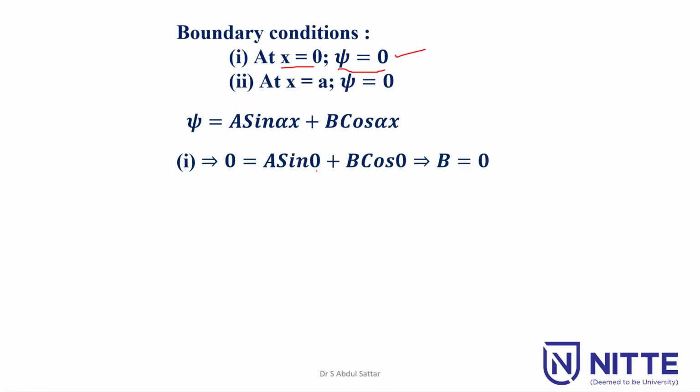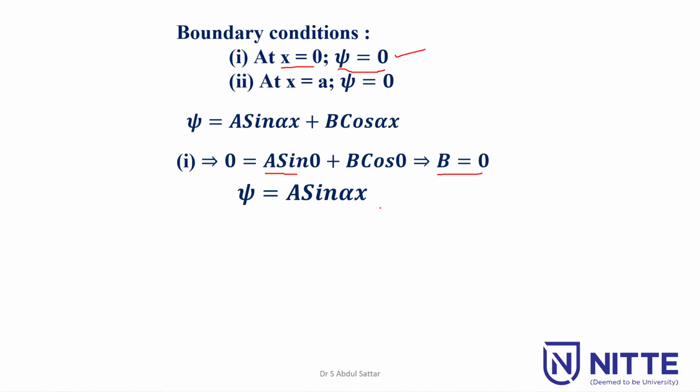We know sin 0 equal to 0, so this term becomes 0. Cos 0 equal to 1, so 1 into b. Therefore b equal to 0. So by applying the first boundary condition, we got b equal to 0. By substituting this value of b here, the wave function becomes psi equal to a sin alpha x.